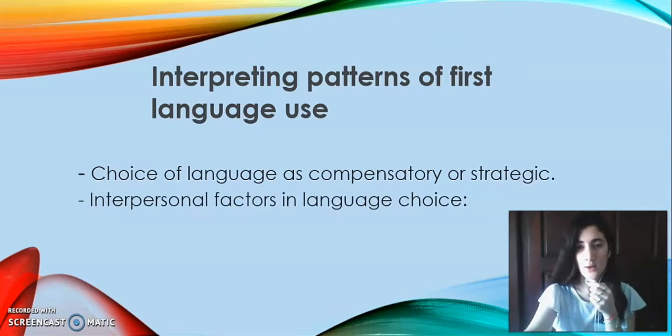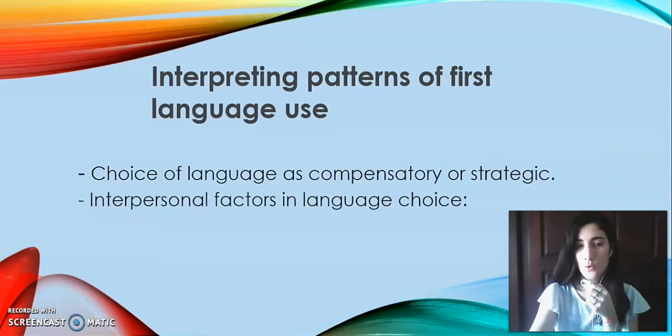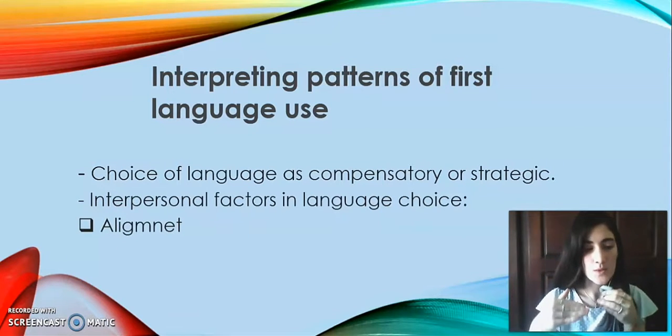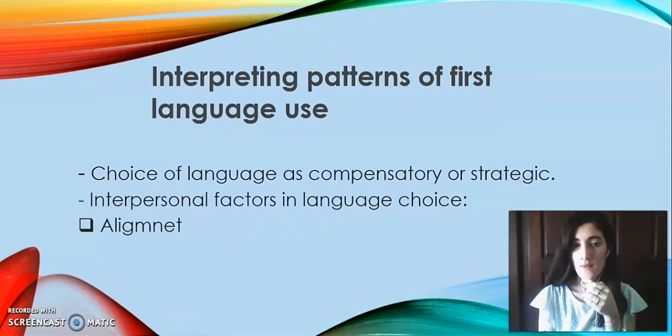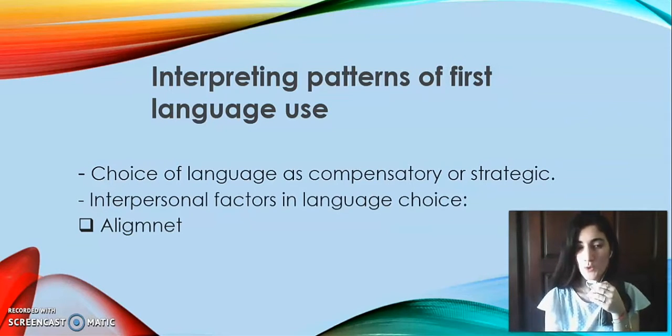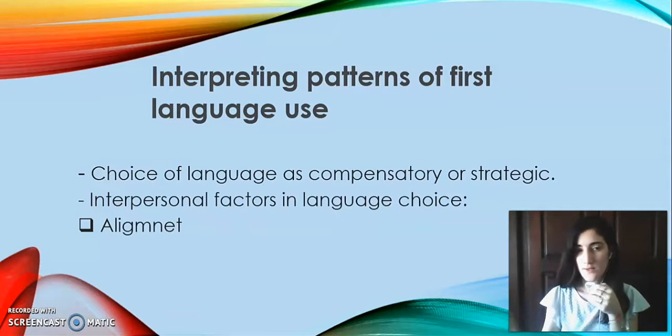Interpersonal factors in language choice. This is related to how students and teachers will be affected by the choice of language. So to explain more on this, we have three different sub-factors. Alignment. This is related to the teacher being on the same level as students, because if she uses the first language, they will feel aligned together. And if she uses the foreign language during the whole class, that may create a gap between the teacher and the students.